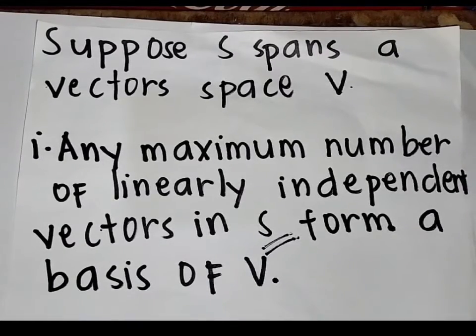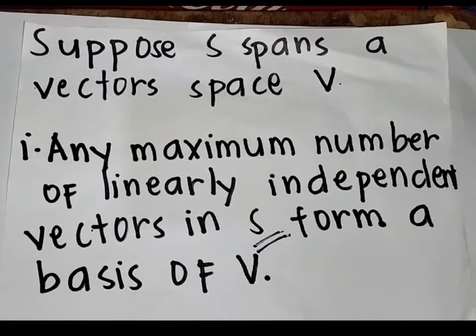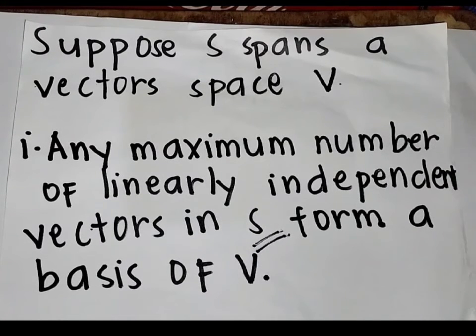Suppose S spans a vector space V. Well then, any maximum number of linearly independent vectors in S form a basis of V. So any maximum number, as long as it is linearly independent vectors in S, then it will form a basis of V.